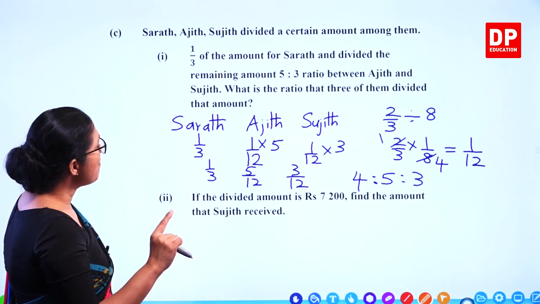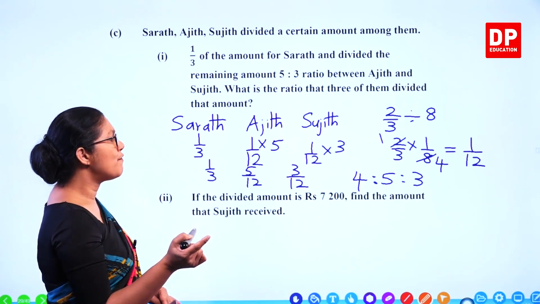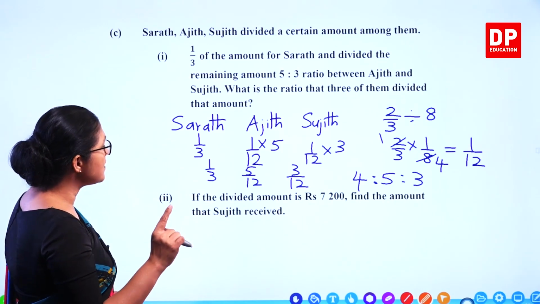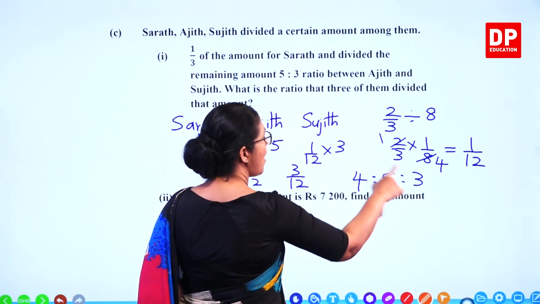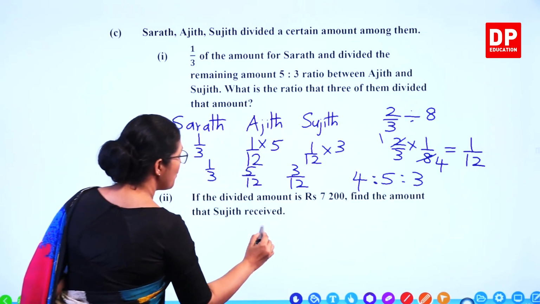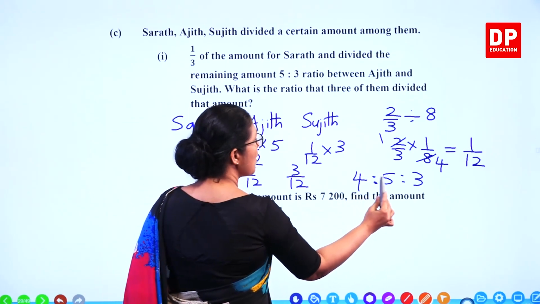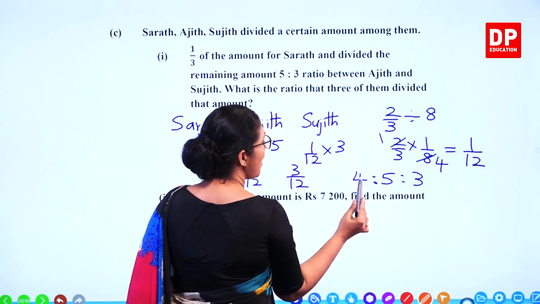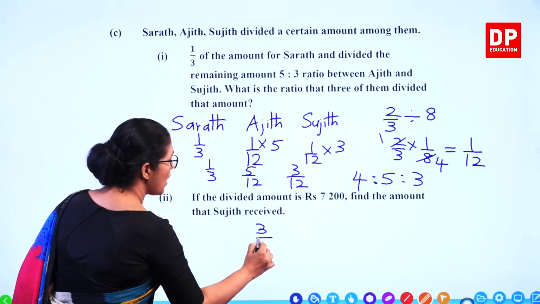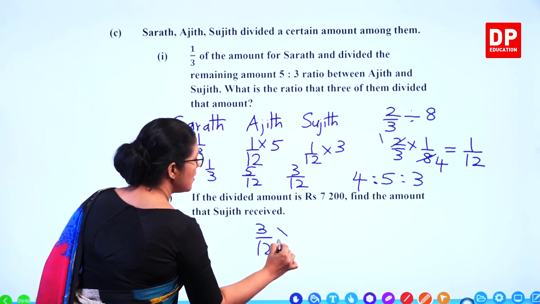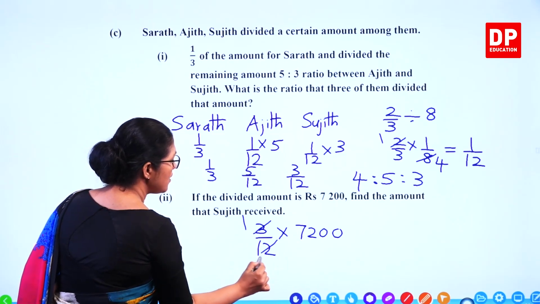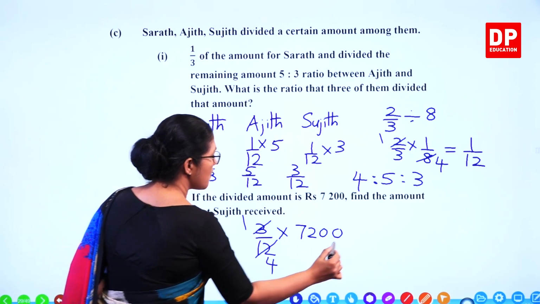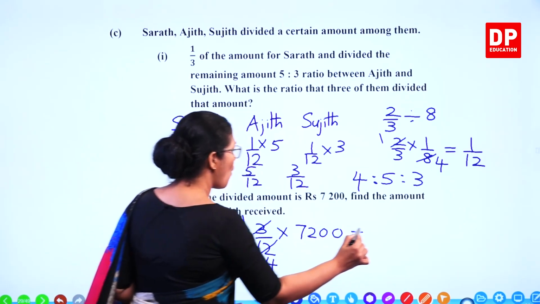If the divided amount is 7,200, find the amount that Sujit received. So Sujit gets 3 parts out of that. So 3 parts out of 5 plus 4, 9, 9 plus 3, 12. Out of 12 into 7,200. So 3 times 1, 3 times 4. 7,200 divided by 4.